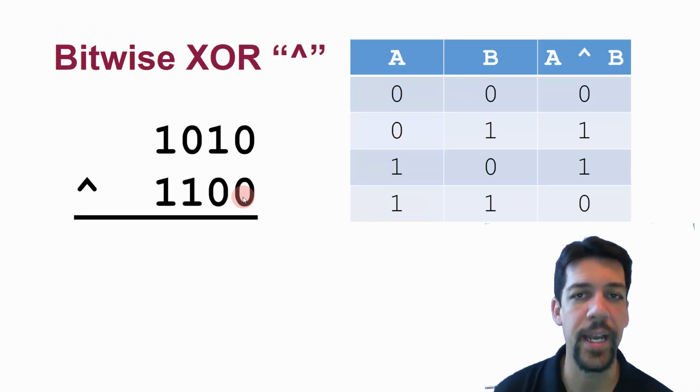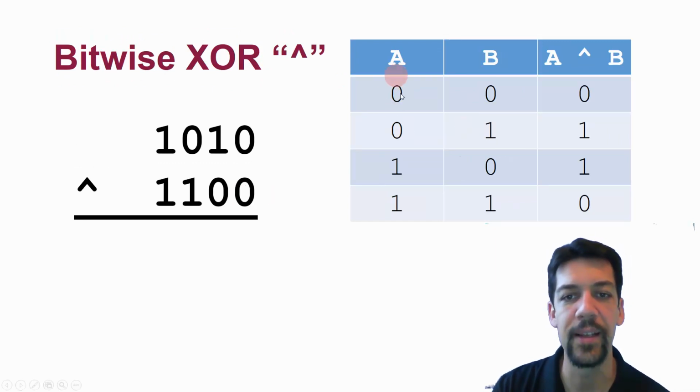Bitwise XOR works like OR, except 1 XOR 1 is 0. So if both of them are 1, it becomes 0, right?